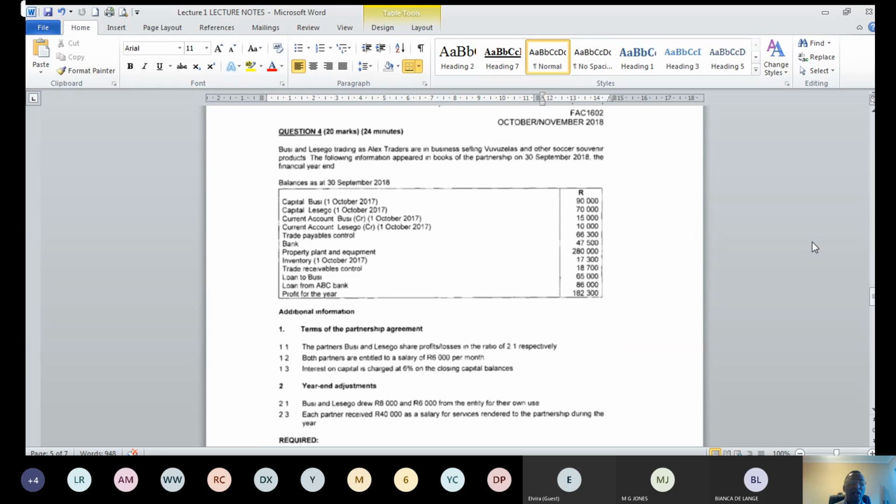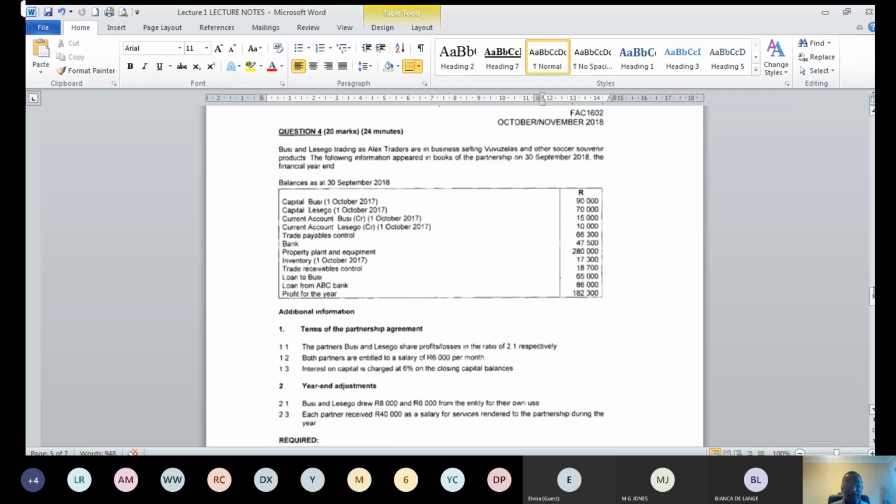See there, capital accounts, both partners. Current accounts, both partners. There's trade payables, there's bank, there's property, plant and equipment, there's inventory, which is the opening balance, there's trade receivables, there's loan to Busi, there's loan from ABC Bank, and then they give you the profit for the year. So in your list of accounts, if they give you the profit for the year, it will mean that the statement of profit and loss and other comprehensive income has been completed already.